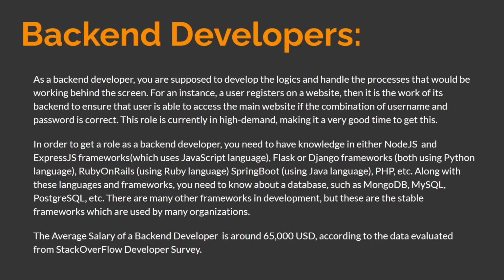The average salary of a backend developer is around 65k, or 65,000 US dollars, which is again according to data evaluated from the Stack Overflow Developer Survey.